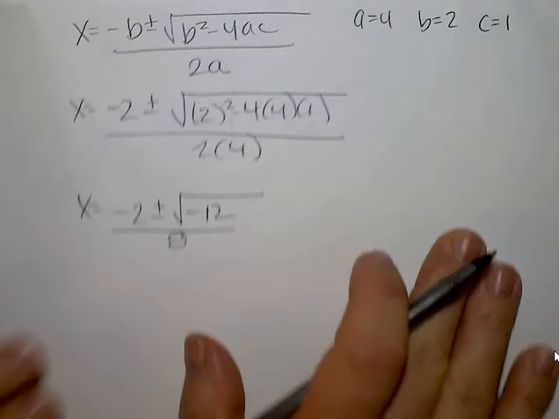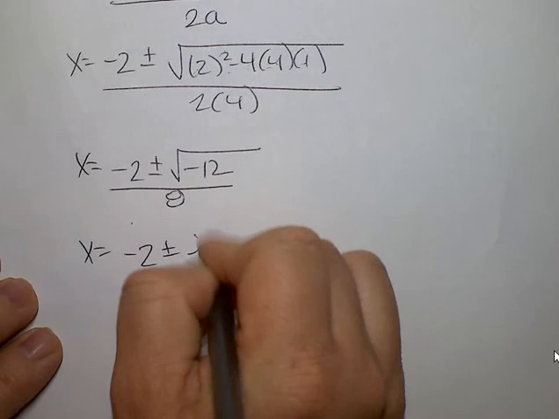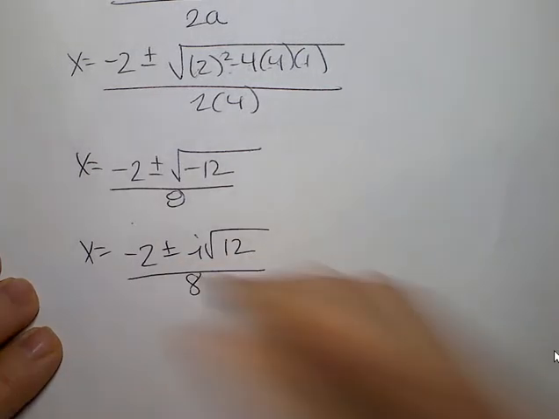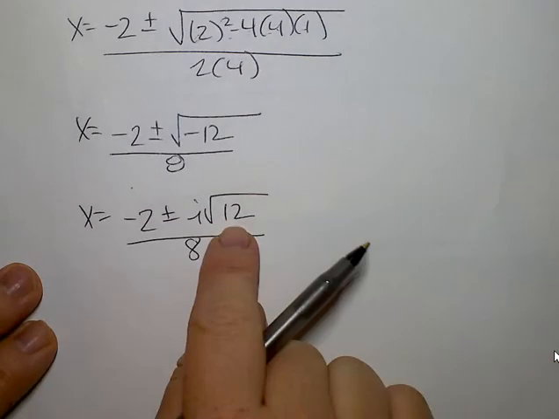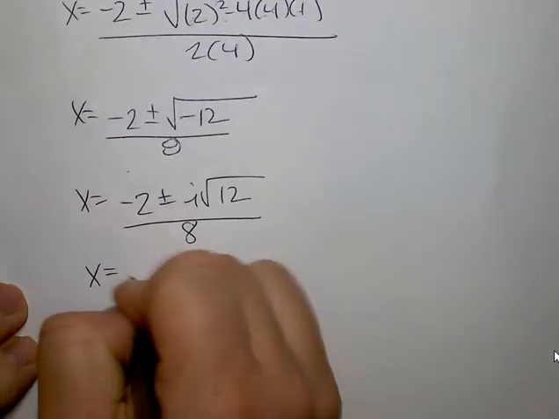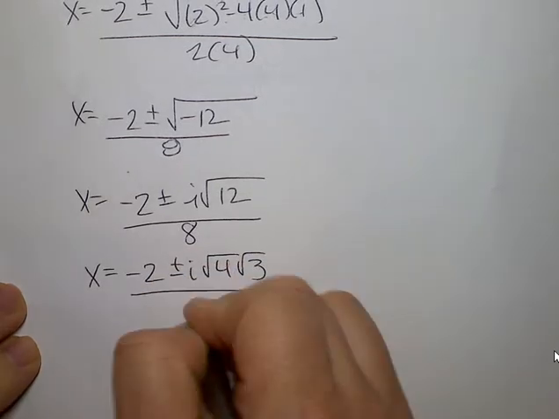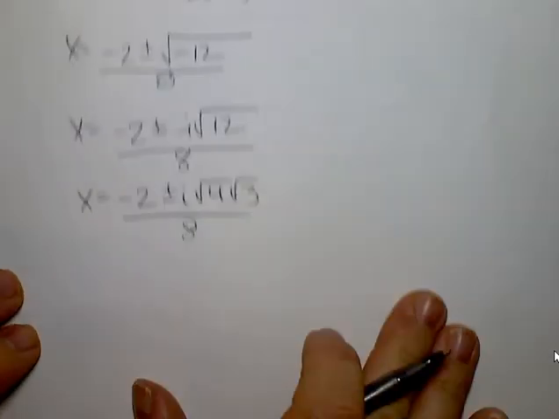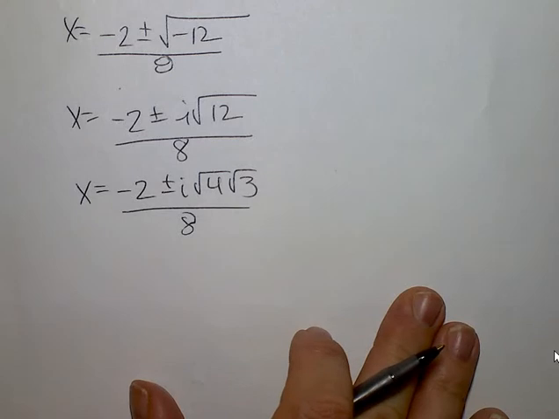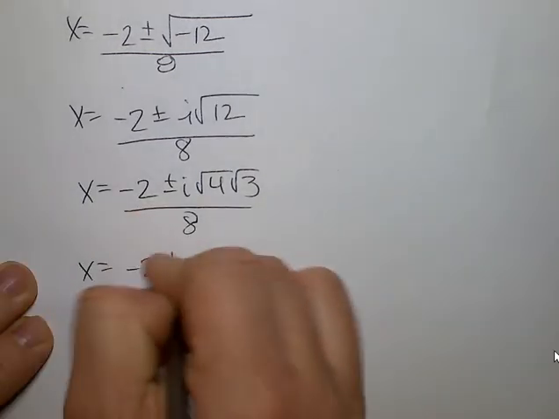At this point, almost everyone knows you can't take the square root of a negative, so that comes up front and becomes an i. And 12, ask yourself, can you break 12 down? Is there a perfect square that goes into 12 nicely? 4 times 3. Okay, so now I have the square root of 4 is 2.